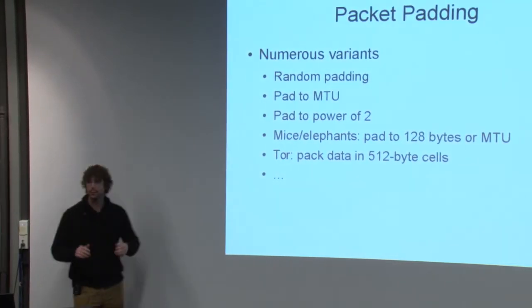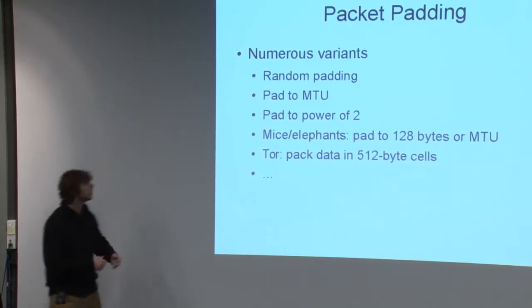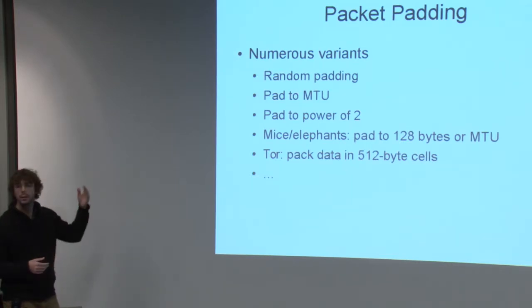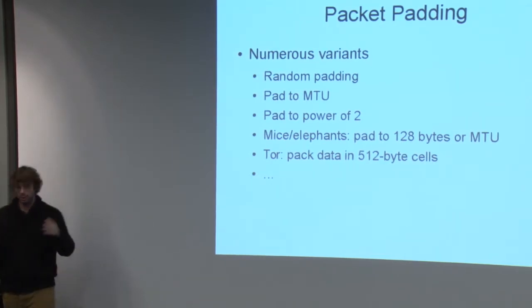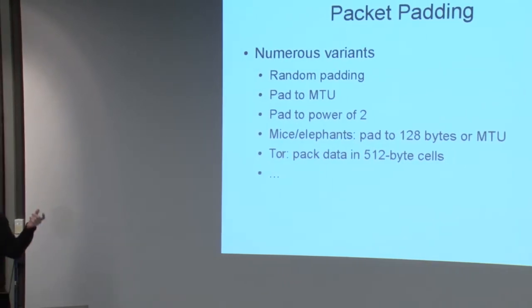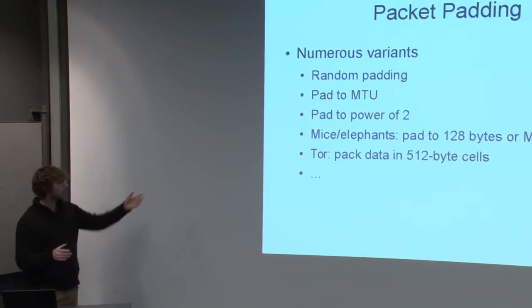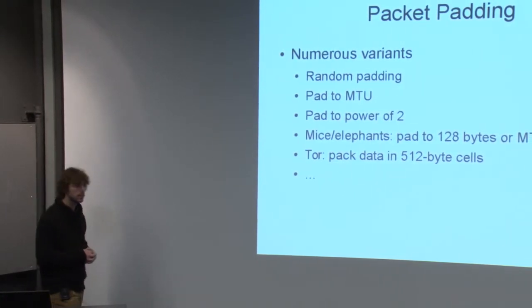Packet padding is very popular because it's very easy to come up with your own packet padding scheme. You could pad packets to a random size or by a random amount. You could pad all packets to the MTU, or pad them to a power of 2. There's a scheme called mice-elephants, where you pad packets to either 128 bytes or 1500 bytes. Tor packs data into 512 byte cells. Lots and lots of different padding schemes.